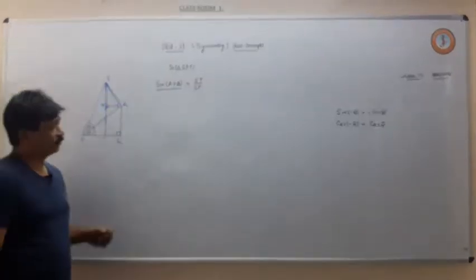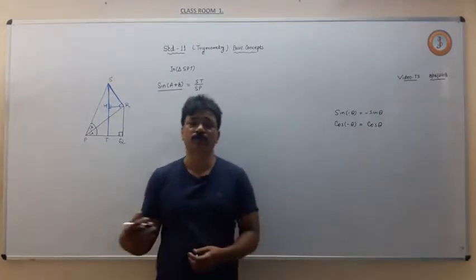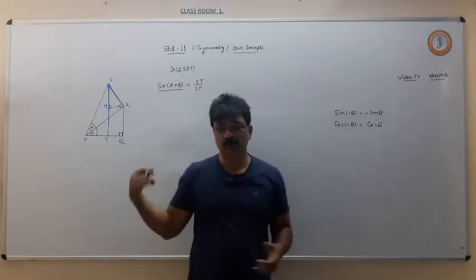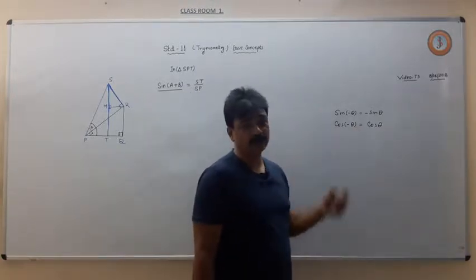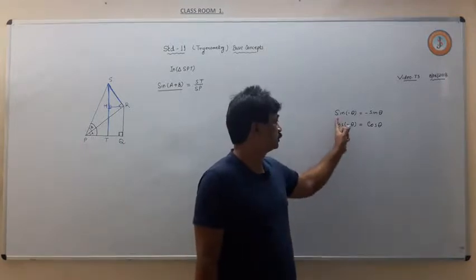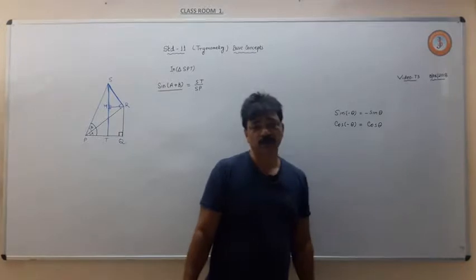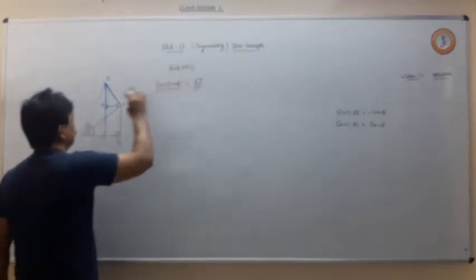Okay children, now as we start the derivation of the compound angle formula in our topic today, one thing is that we will use our previous knowledge. We discussed that sine of minus theta is equal to minus sine theta, and cos of minus theta will be positive cos theta. So we come to this place in triangle SPT.